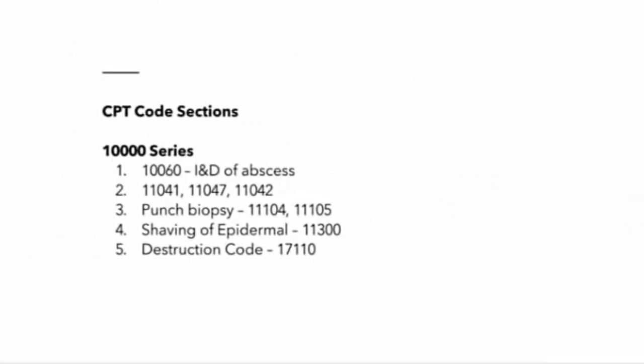Let me check the CPT code sections. Here the first series is the 10K series. There are 5 questions. The first one is based on I and D of abscess. The code is 10060. And the second question contains 3 codes: 11041, 11047, 11042. So you have to check your CPT textbook for the definitions of these three codes.